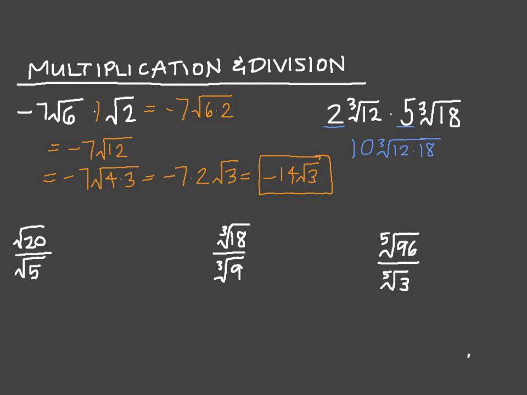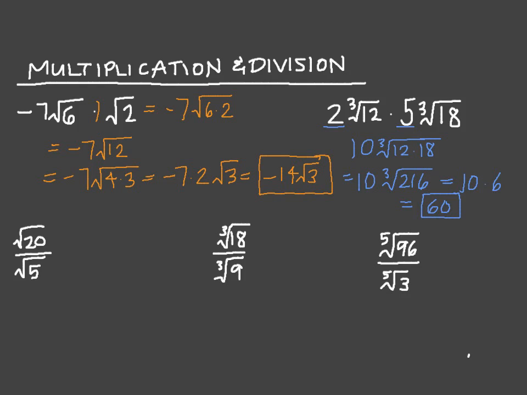So I've got 10 cube root of 12 times 18. 10 stays on the outside. 10 cube root, and 12 times 18 is 216. And if you look at your exponent chart, you will see that the cube root of 216 is a whole number. It's 6. So 6 cubed is 216. So this is 10 times 6, which gives me 60. A nice, neat answer for what was originally a pretty messy looking problem.